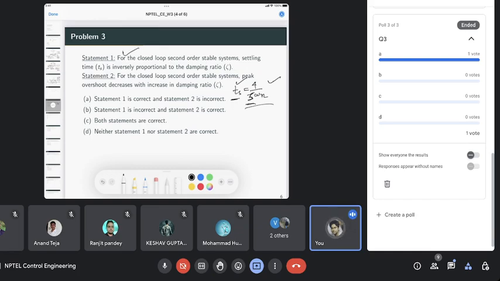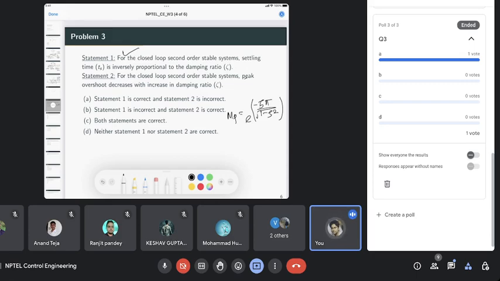For statement 2, you have this overshoot, MP, which is given as a fraction: e to the power minus zeta pi by square root of 1 minus zeta squared. So you can see how this overshoot is related to the damping ratio. You can take some values and verify also.